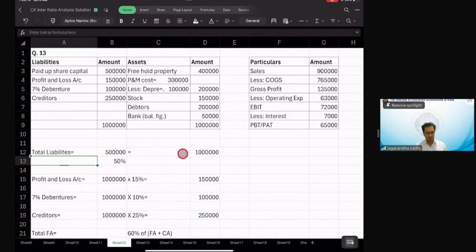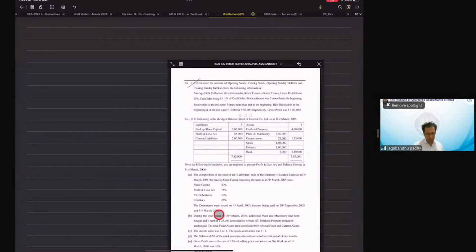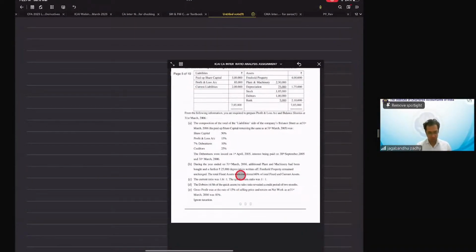Then coming to the other information, during the year additional plant and machinery was bought, debentures were issued, and interest being paid on 30th September and 31st March. So initially we have the debentures, issued on the first day of the year. Then during the year ended, plant and machinery had been bought further, 25,000 depreciation has been written off. Okay. Freehold property remained unchanged.